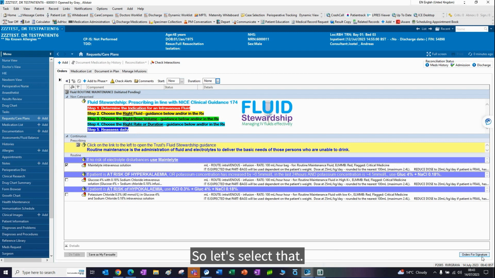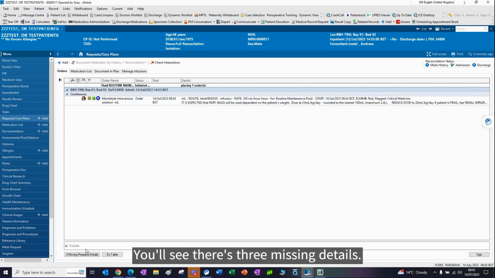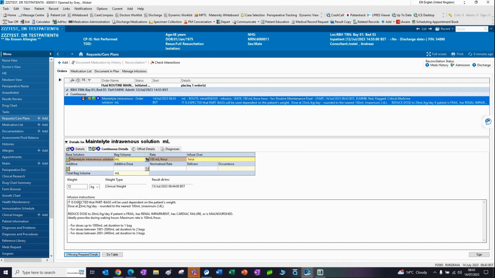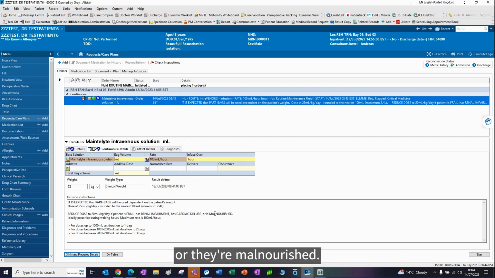So let's select that. You will get this interaction alert for Maintolite because it's not in the interaction catalogues. Just click OK to clear that. See there's three missing details. It guides us as to how to dose, so 25 mils per kilogram per day round to the nearest 100 mils for most people, but a reduced dose of 20 mils per kilogram per day if they're frail, have renal impairment, cardiac failure, or they're malnourished.